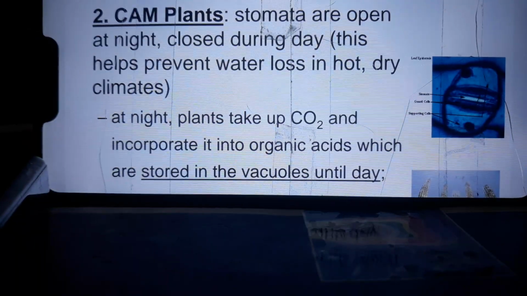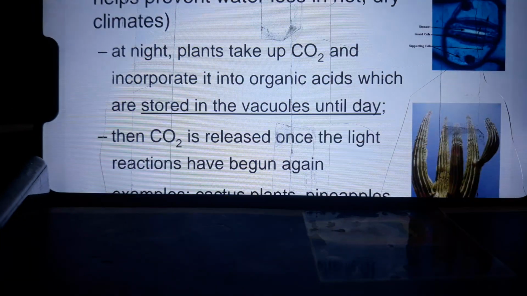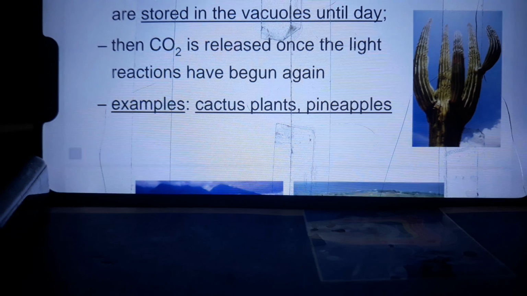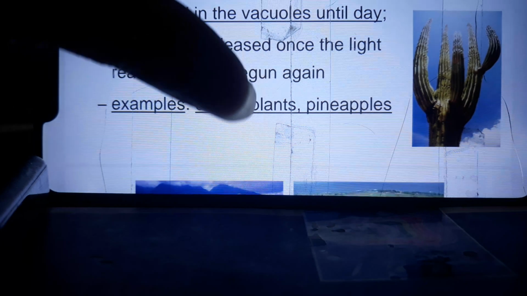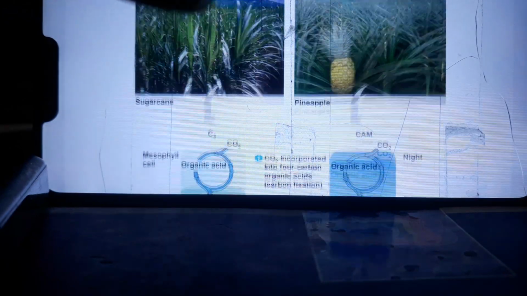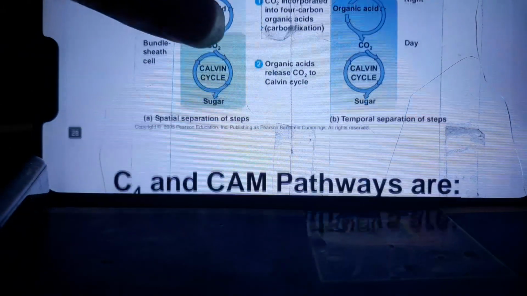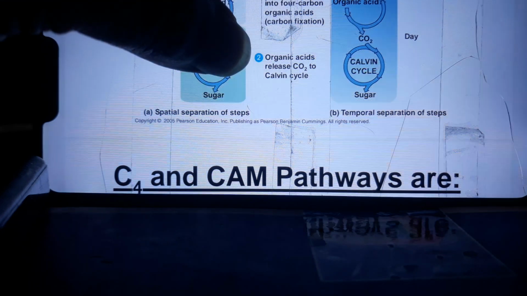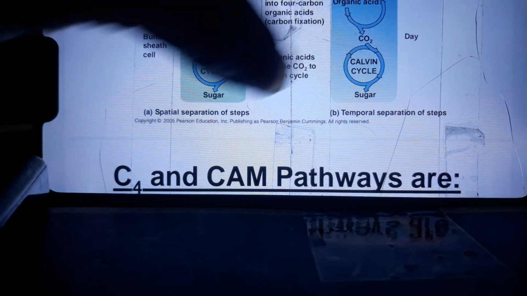The CAM plants: stomata are open at night, closing during the day. This helps prevent water loss in hot, dry climates. At night, plants take up carbon dioxide and incorporate it into organic acids, which are stored in the vacuoles until day. Then carbon dioxide is released once the light reactions have begun. Examples of these are cactus plants and pineapples. You see those? Carbon dioxide is incorporated into 4-carbon organic acids in carbon fixation, and then the organic acids release carbon dioxide to the carbon cycle.